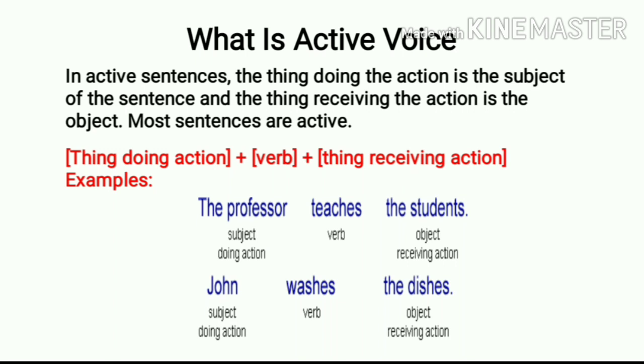Let us move to the second example. John washes the dishes. John is doing the action of washing dishes. John is the subject, washes is verb, and the dishes, receiving the action of washing, is object.